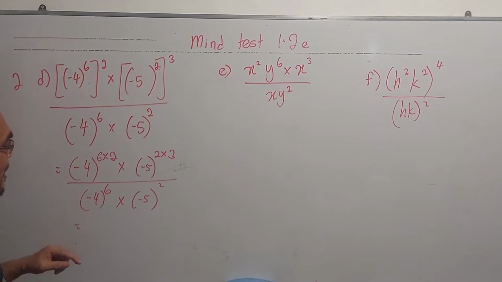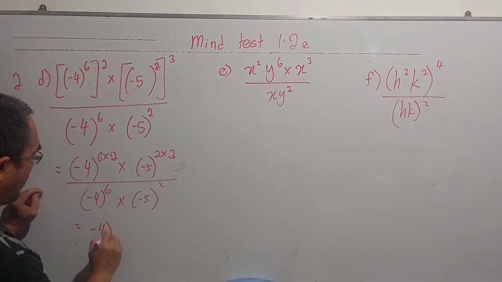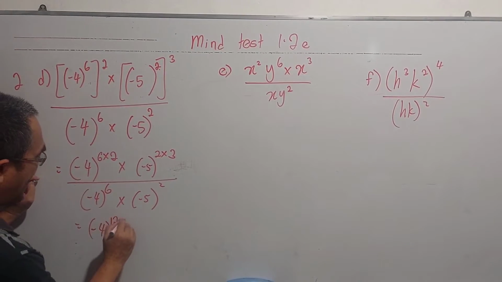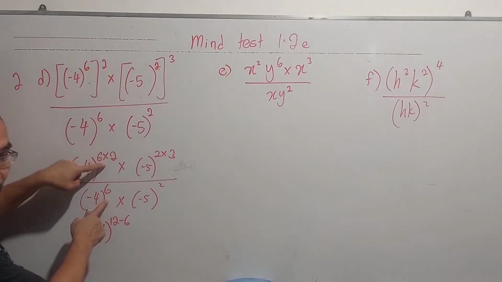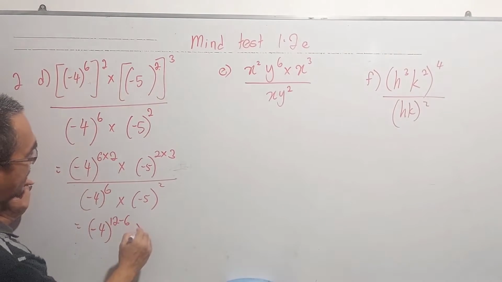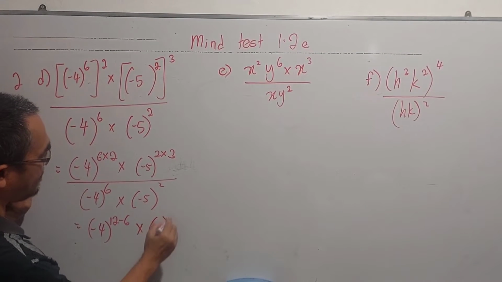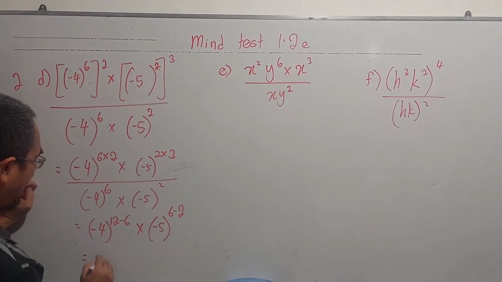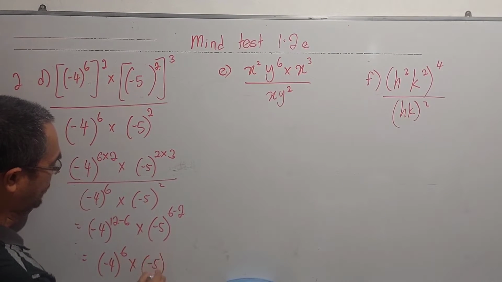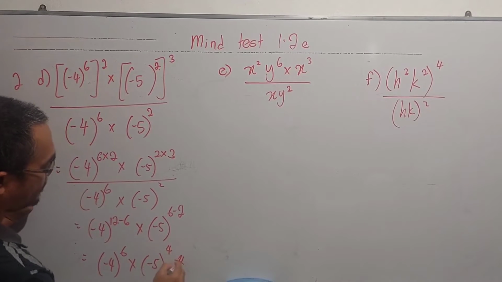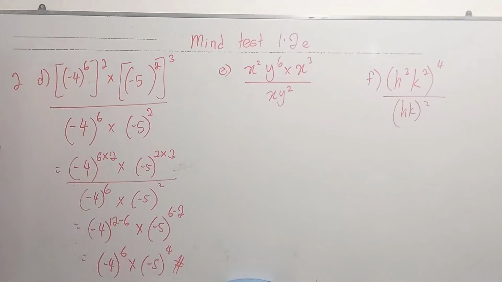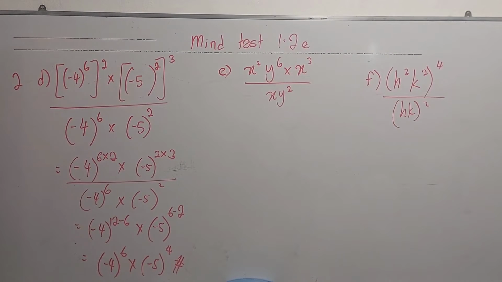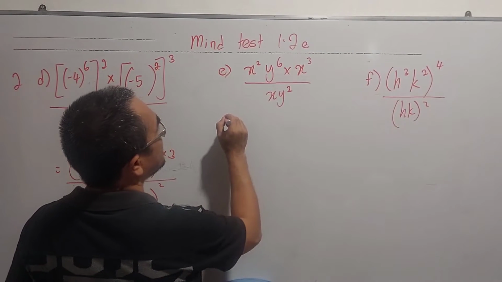That we can simplify because of the same base. Negative 4, this is 12 minus 6. And then here is negative 5, 6 minus 2. And then the final answer will be negative 4 to the power of 6 and negative 5 to the power of 4. Is there any question? Okay, right. Let's continue with E.